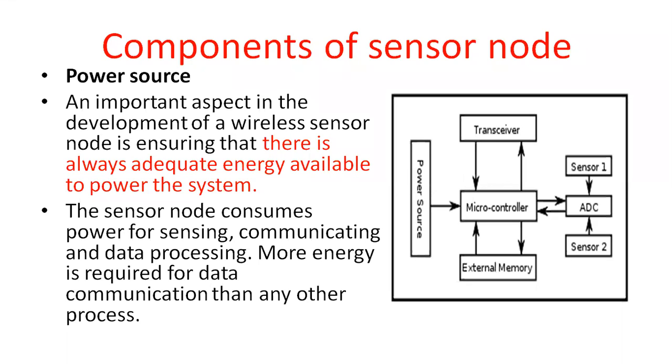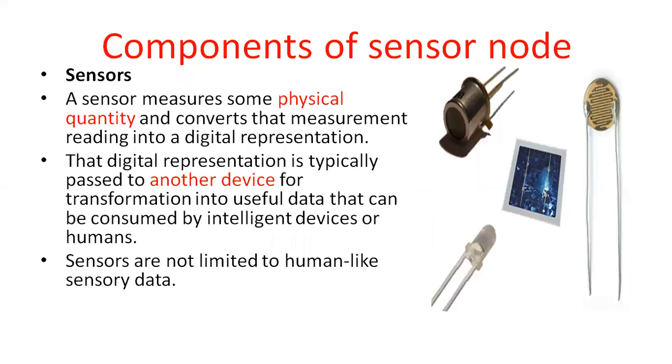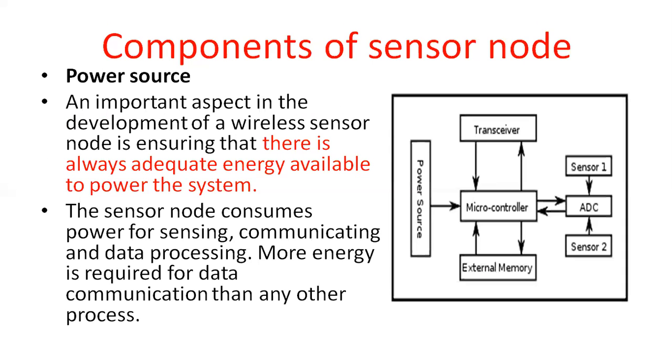Communicating data from one node to another node requires more power compared to sensing and the other processes. And then the last and final component in a sensor node is the sensor.